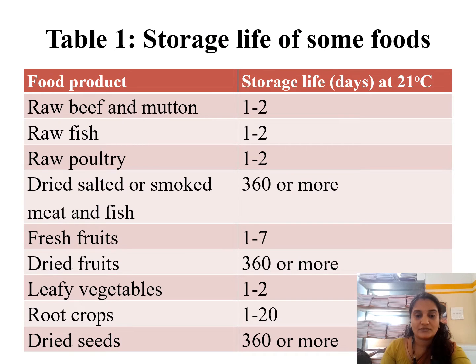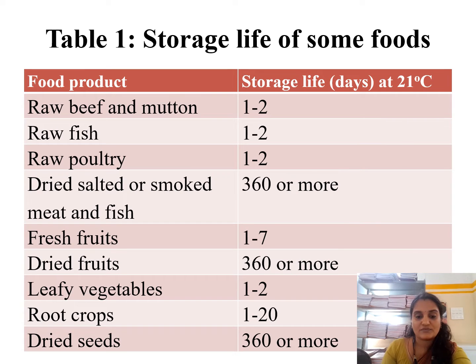In this slide, you can see the storage life of some foods. Raw beef and mutton last 1 to 2 days at 21 degrees Celsius, raw fish 1 to 2 days at 21 degrees Celsius, and raw poultry 1 to 2 days. Dried, salted and smoked meat and fish last around 360 days, about 1 year, because drying, salting or smoking acts as a preservative. Salt or a smoking agent is added to preserve the food. That's why the storage life of this type of food product is 360 days or 1 year.